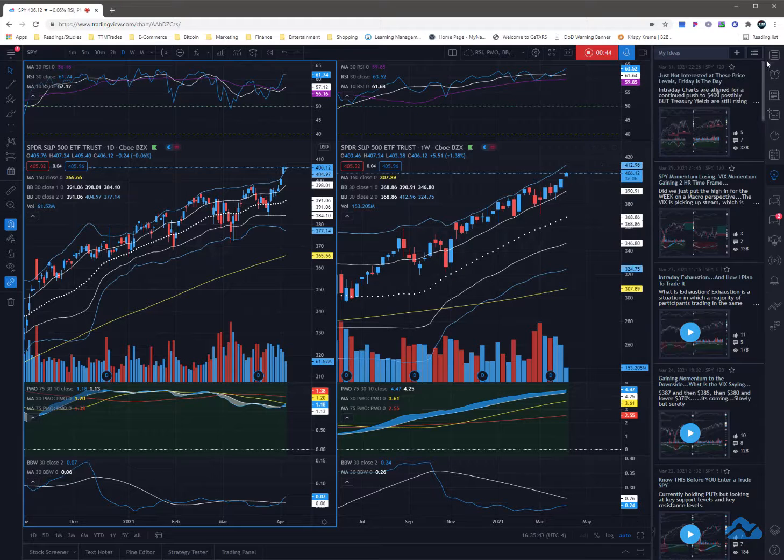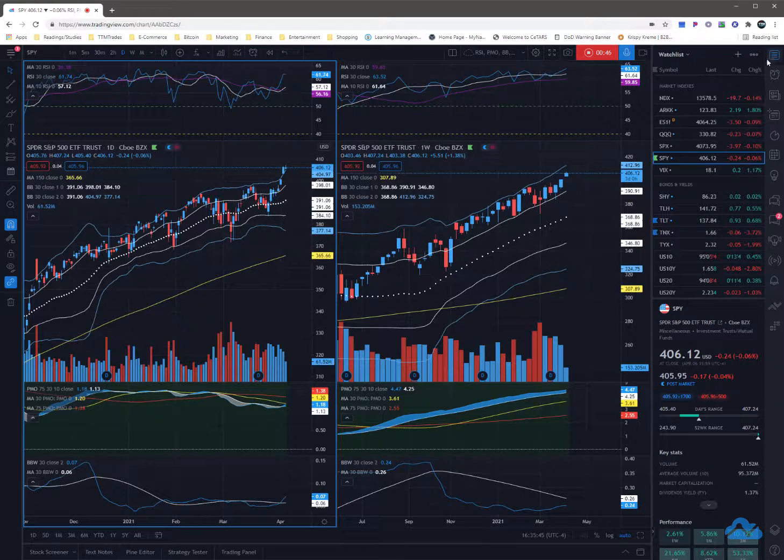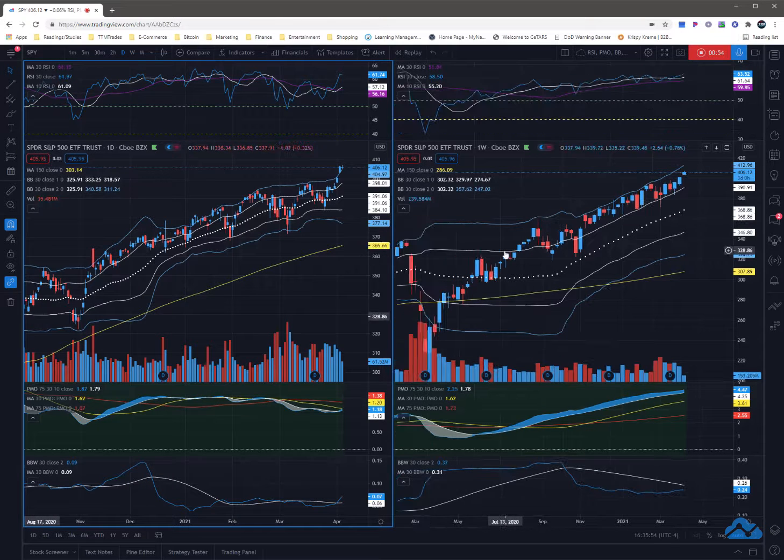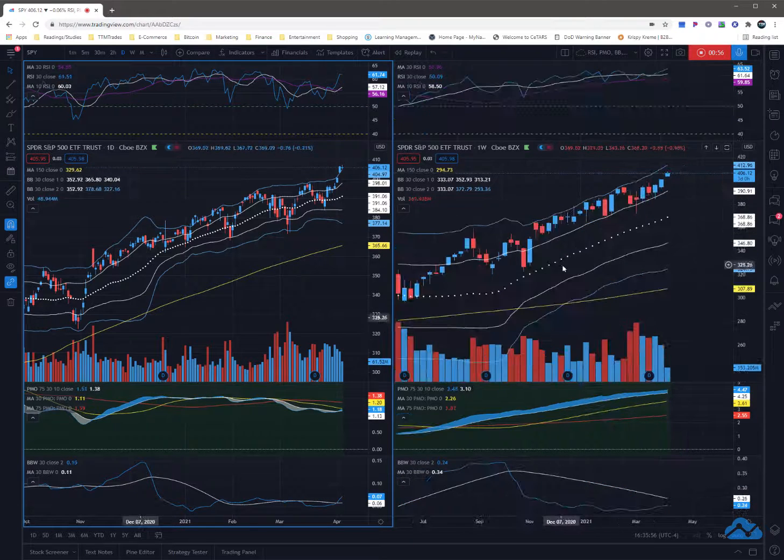So the M-top pattern is out of the window. So where do we stand now? We are on a very strong intraday uptrend. And again, what is that key support level? Again, the weekly chart, top one standard deviation Bollinger Band, which is now currently sitting at 390.